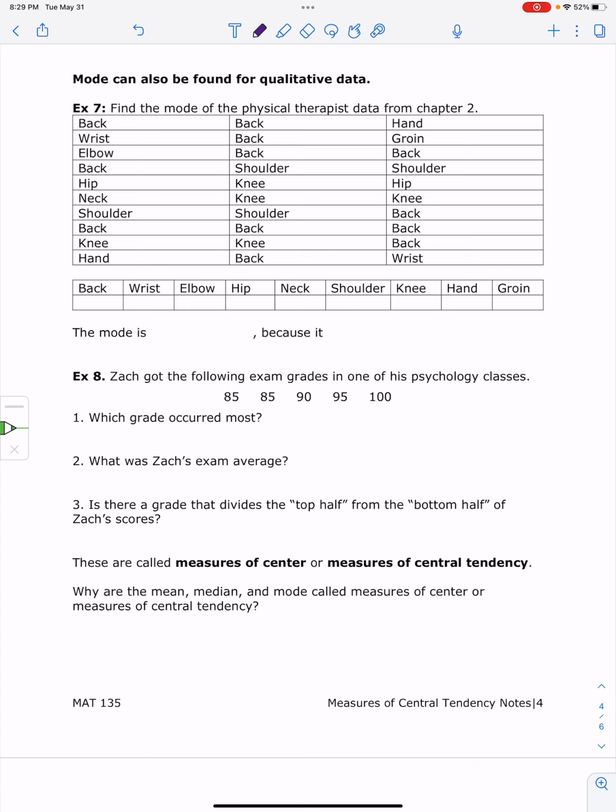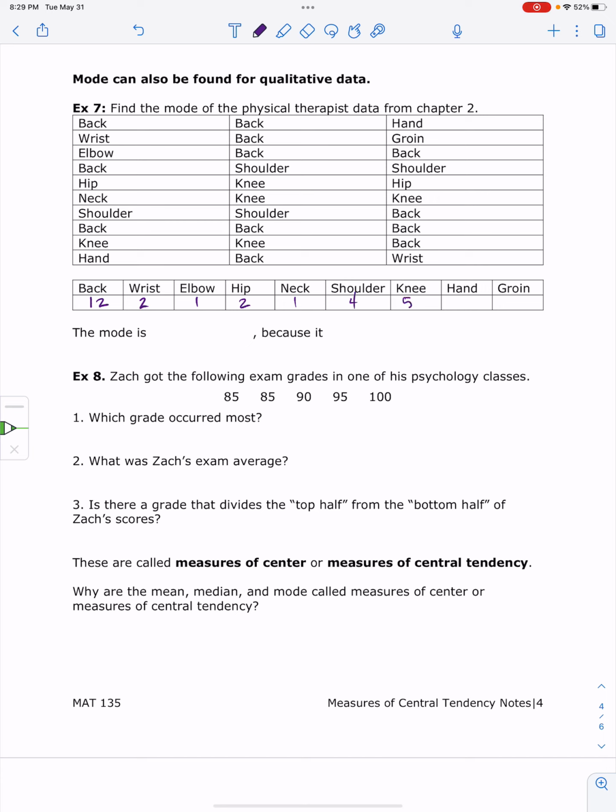Modes can be used with qualitative data. Now, there's no way to average these and find a mean. There's no way to organize them and find a value in the middle, but we can count how many times these happen.